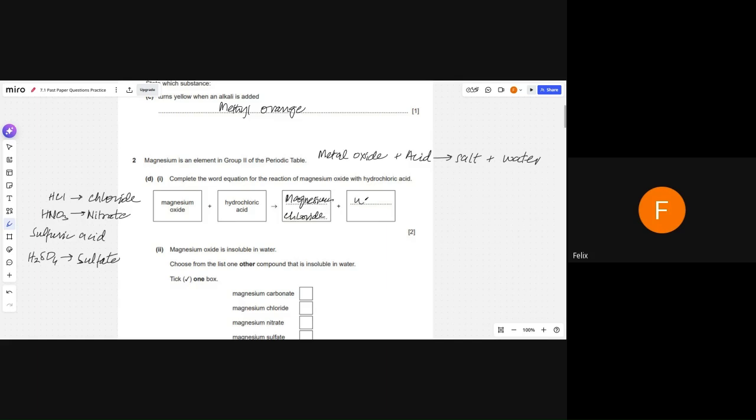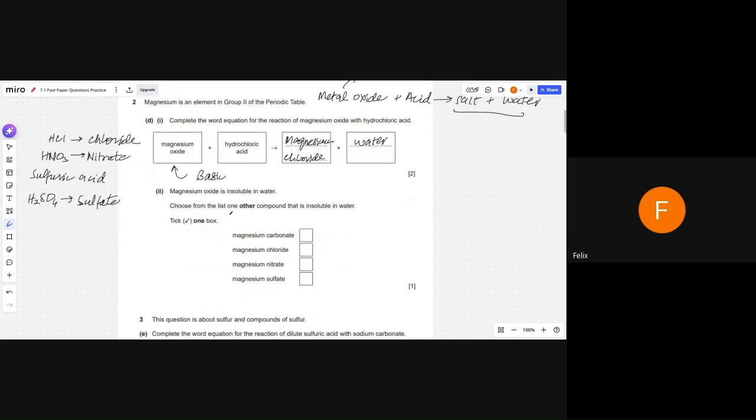And water. This is a neutralization reaction because magnesium oxide has a basic nature. All metal oxides are basic in nature, with a pH above 7. So acid and base, when they react together, produce salt and water. I hope this is clear.